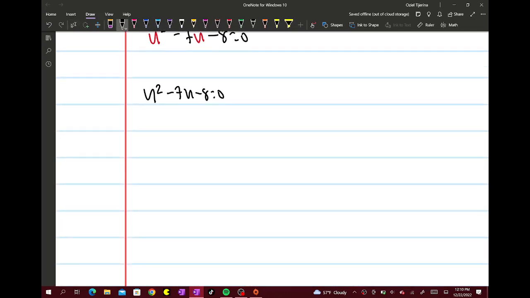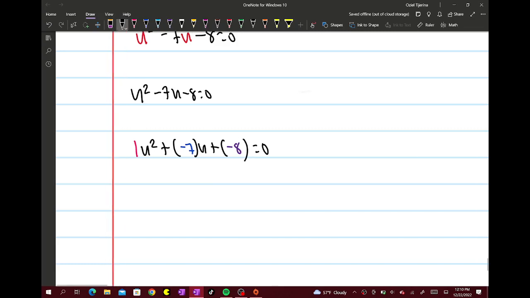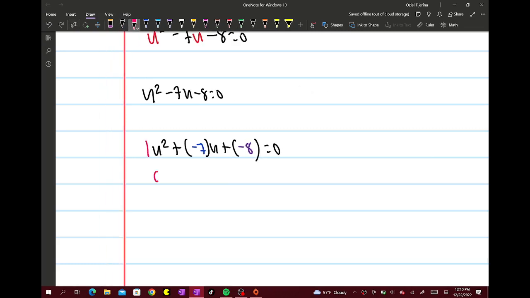So we can rewrite this as 1u squared plus -7u plus -8 equals 0. Here, a is equal to 1, b is equal to -7, and c is equal to -8.